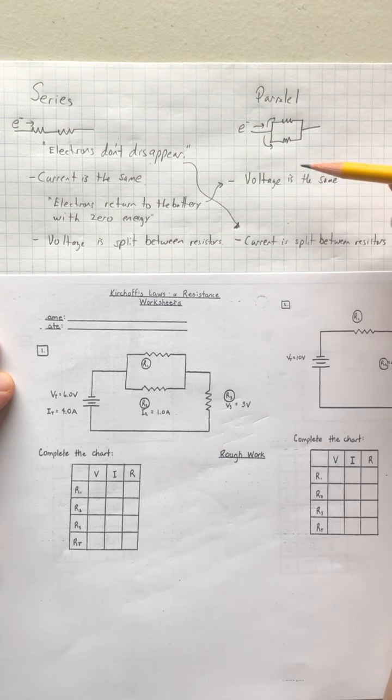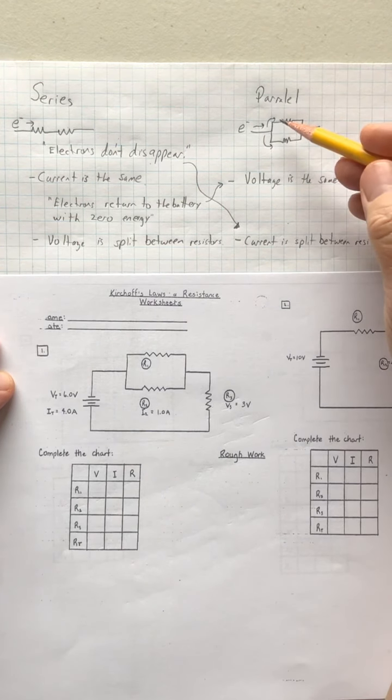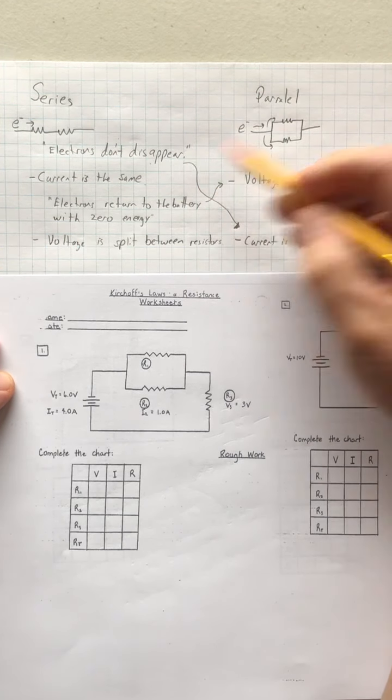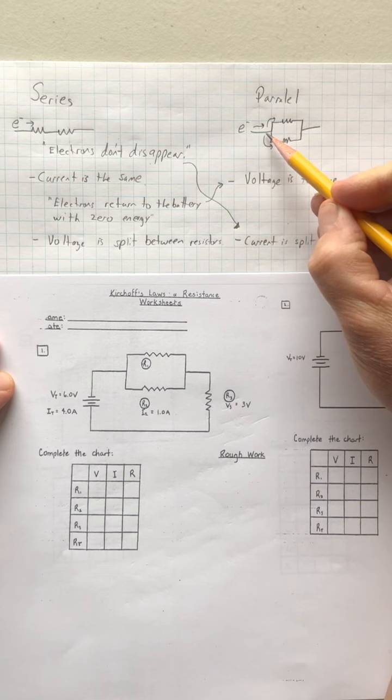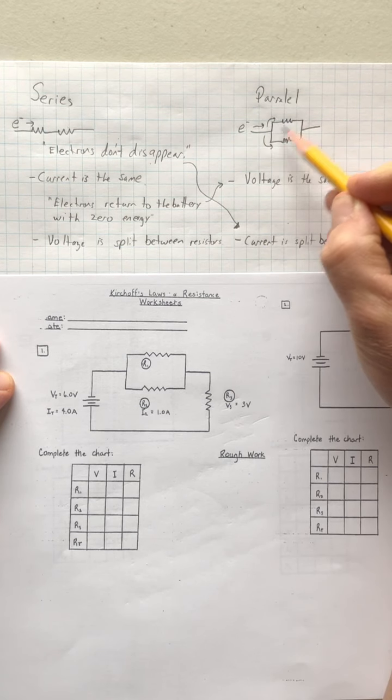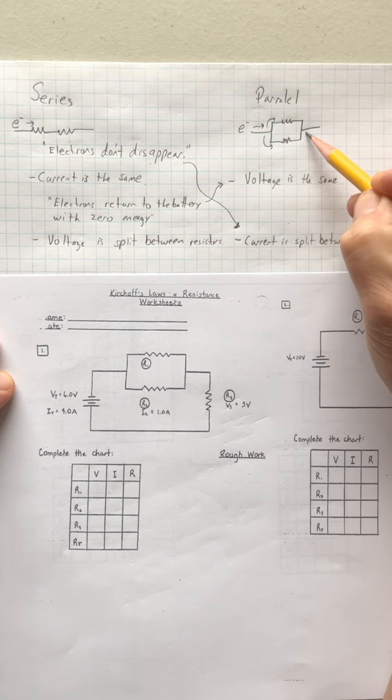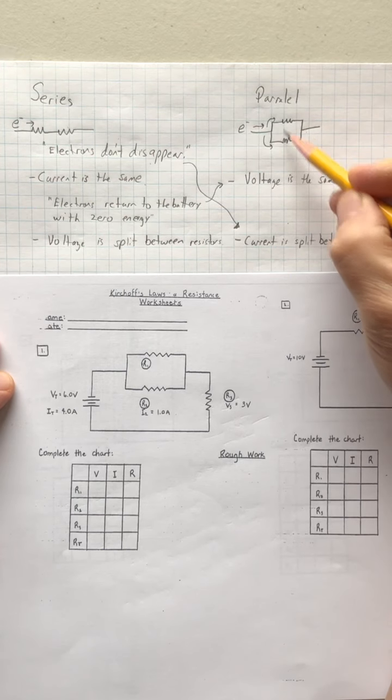Parallel, exactly the opposite is going to happen here. It's a different type of circuit. Same thing, electrons don't disappear. So if I got 10 electrons coming down here, some are going to go that way, some are going to go that way, and they're going to join up and become 10 again. So it could be 6 and 4, 3 and 7. In grade 9, it was always 5 and 5.